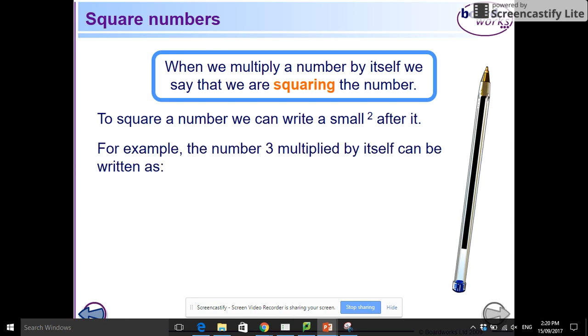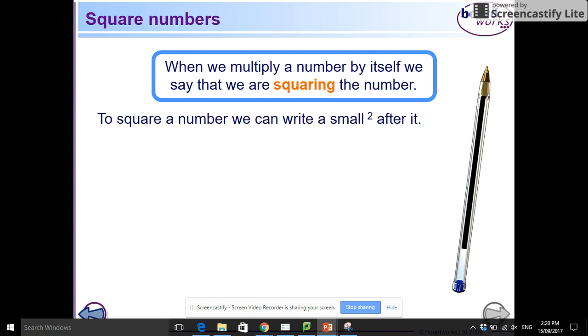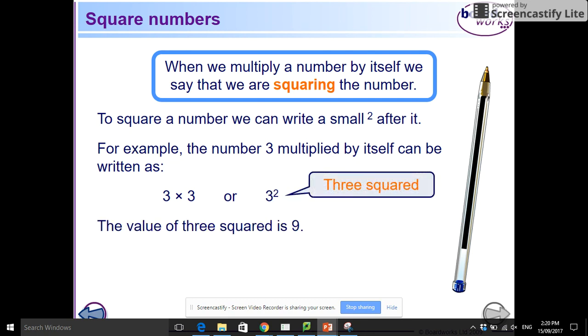We're talking about, let's get back to the square numbers. When we multiply a number by itself, we say we're squaring the number. To square a number, you put a little 2 after it, okay? For example, 3 multiplied by itself can be written as 3 times 3 or 3 squared. That's what the little 2 means. And you say 3 squared. So the value of 3 squared is 9.